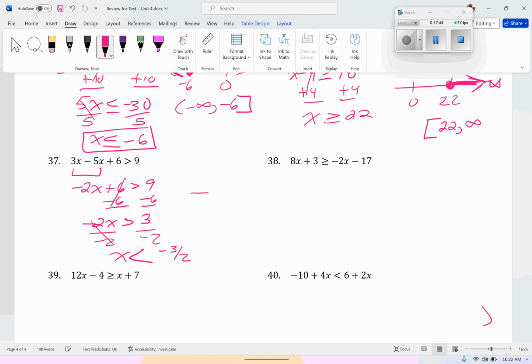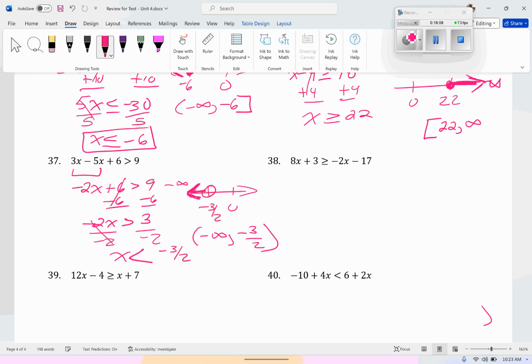So on a number line, you have 0 here. You have negative 3 over 2 here. This is going to be an open dot going left. That's pointing to negative infinity. Soft bracket or parenthesis at negative 3/2 because there's no equal sign.